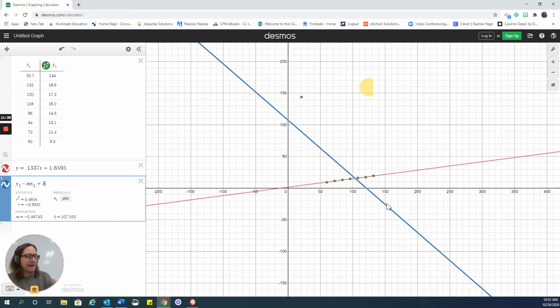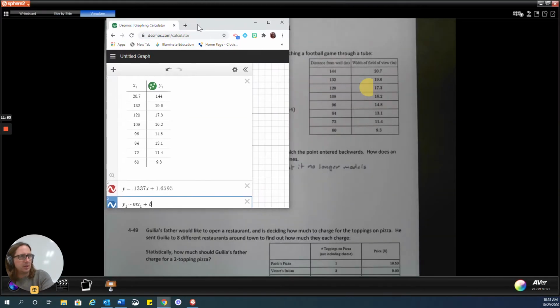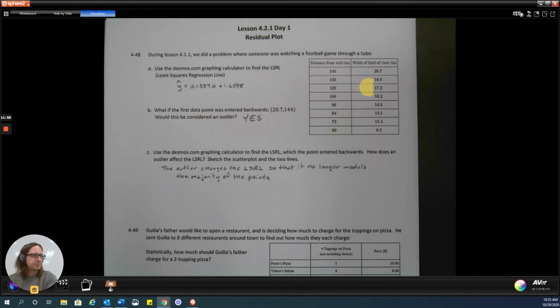And the farther off your outlier is, the more it skews this line into a different direction. So if you've got a really big outlier, it's going to change your least squares regression line quite a bit. So usually you don't want outliers in your data. Otherwise, it's going to mess things up.